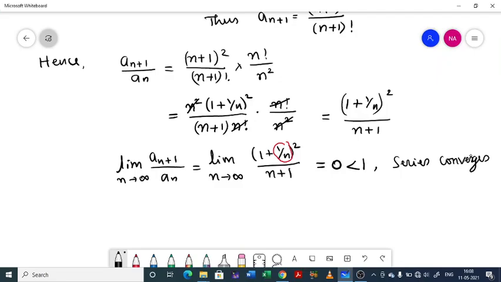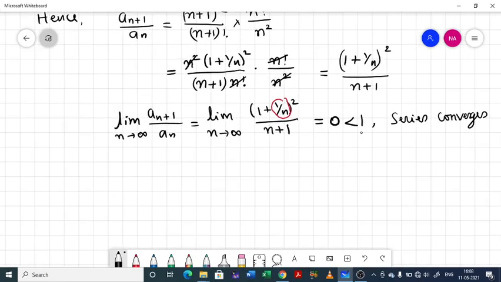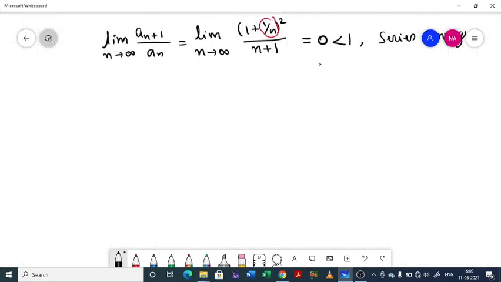See, in comparison test if the limit equal to 0 comes, you cannot use the comparison test, but here equal to 0 or not equal to 0, that is not a matter. Whether the number is less than 1, greater than 1 or equal to 1, that is the matter.